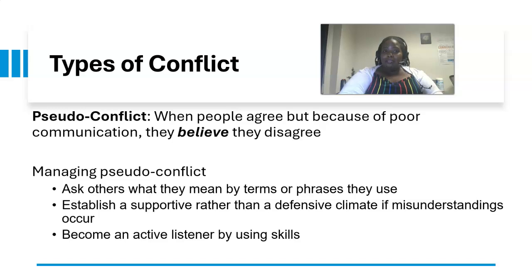To manage pseudo conflict, we can ask others what they mean by the terms and phrases that they use to prevent misunderstandings. Be supportive instead of defensive in verbal and nonverbal communication when understanding needs occur. And be an active listener. Make sure you're listening with an open mind, open heart, and making sure that you are open to their point of view, even if it conflicts with your own.